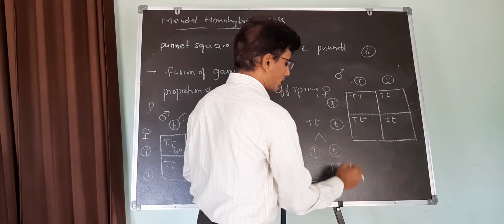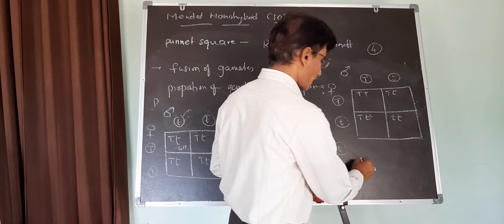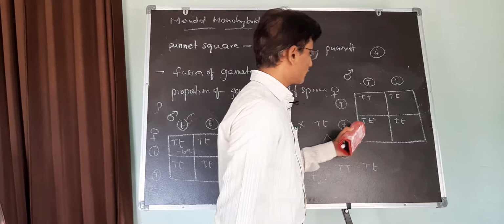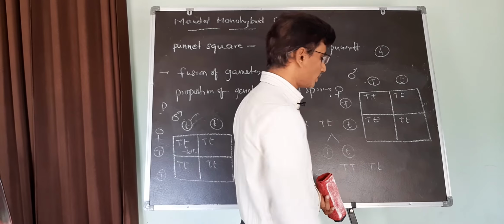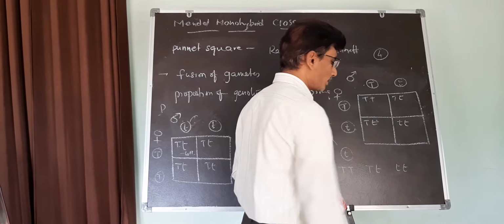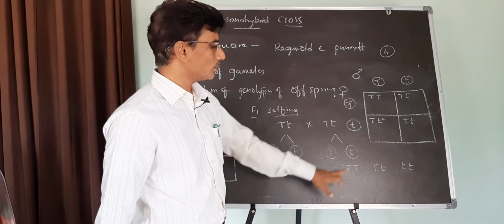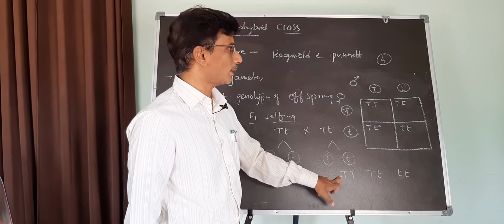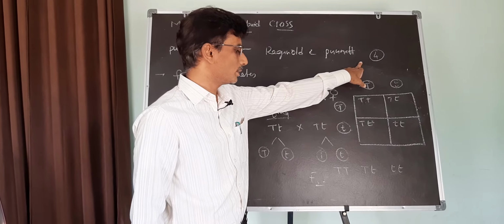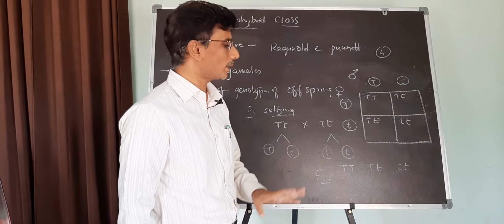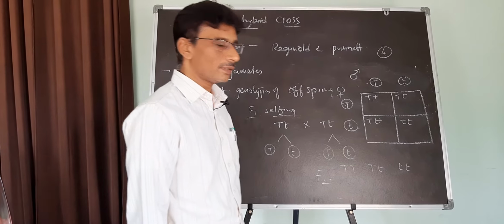Capital T, one type of genotype. Capital T, small t, one type of genotype. Small t, one type of genotype. So the genotypes are 3 types, the combinations are 4 types, but the phenotypes are only 2 types. Okay, genotypes are 3 types.